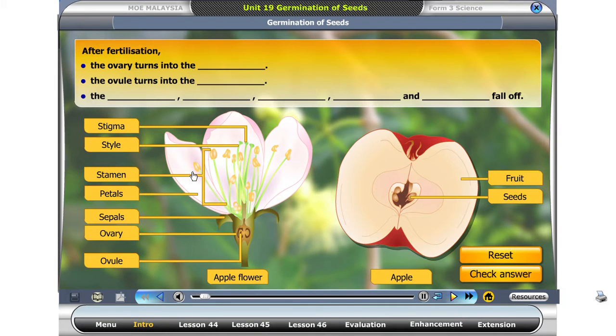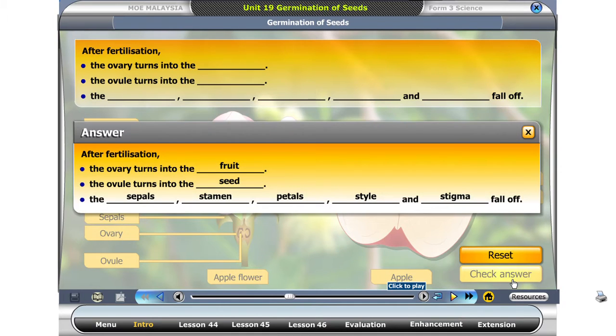Can you remember how fruits and seeds are formed? Look at the apple flower and the apple. What happens to the apple flower after fertilization? Key in the missing words in the sentences to show the development of fruits and seeds. Compare your answer with this. Did you get the answers right?